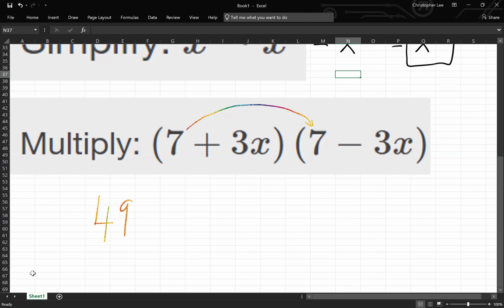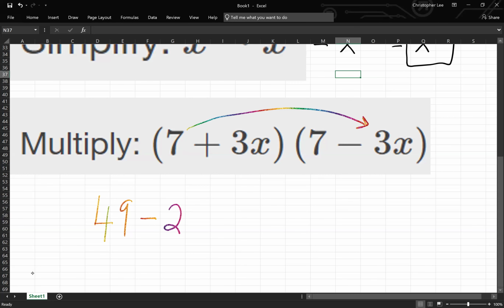All right. So 7 times 7, 49. Hopefully we're good now. Then we're going to have 7 times the negative 3x. I apologize, my computer seems to be freezing a little bit. All right. So 7 times the 3x is going to give me a negative 21x.